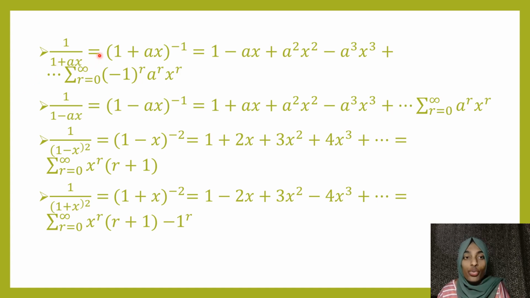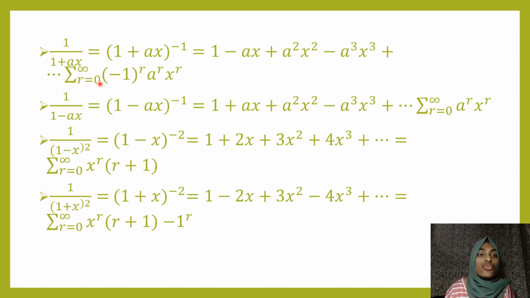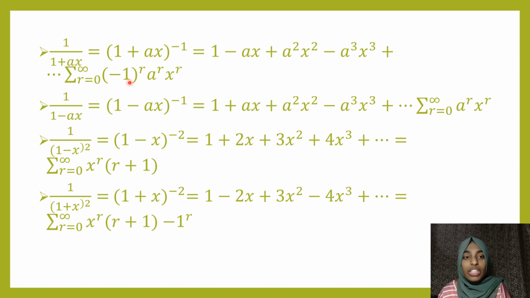Similarly, to get this into numerator form, we give the inverse in power, that is minus 1, which equals 1 minus ax plus a square x square minus a cube x cube and so on up to infinity. In summation form, it can be written as the summation of r equals 0 to infinity, and to get the alternate negatives on the terms, we have to mention minus 1 whole power r, a power r, x power r. And for 1 minus ax whole power minus 1, there is no need to mention minus 1 whole power r, as all the terms have the addition operation. Similarly, we have these two examples and the summations of those examples.